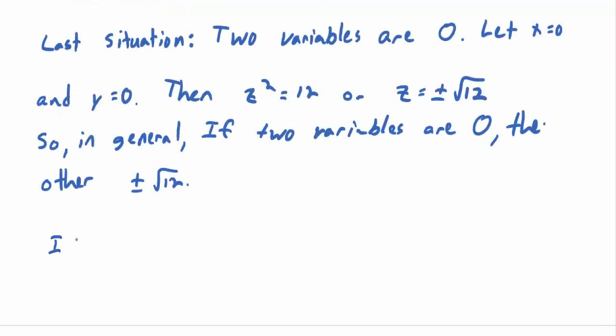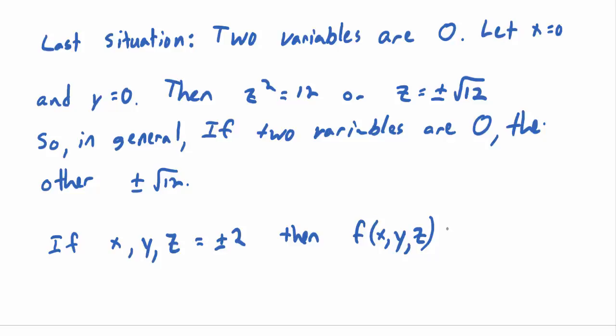I'll say this. If x, y, z, notice I put commas, are plus or minus 2. I'm not saying they're all equal. Some could be plus, some could be minus. Then f of x, y, z, what's that going to be? It's going to be 2 to the 4th plus 2 to the 4th plus 2 to the 4th, or 48. Is that clear? So we've got to look at that. Is that going to be a minimum, a maximum? Well, we don't know yet.